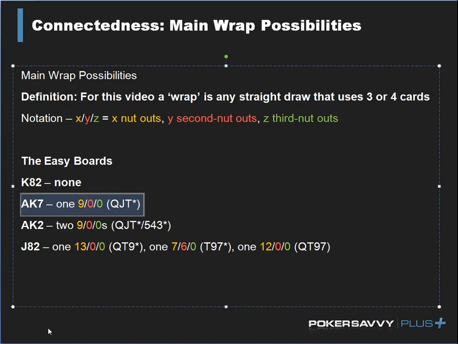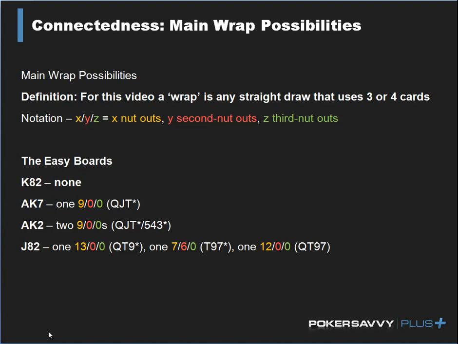So this board, Ace King 7, and all of the boards like it that have 3 possible gut shots have one possible 9-out wrap. Ace King 2, the boards that have 2 9-out wraps are pretty straightforward. Obviously, you're taking those 2 sets of 3 gut shots that are independent from each other, and then you have these 2 different possible draws.